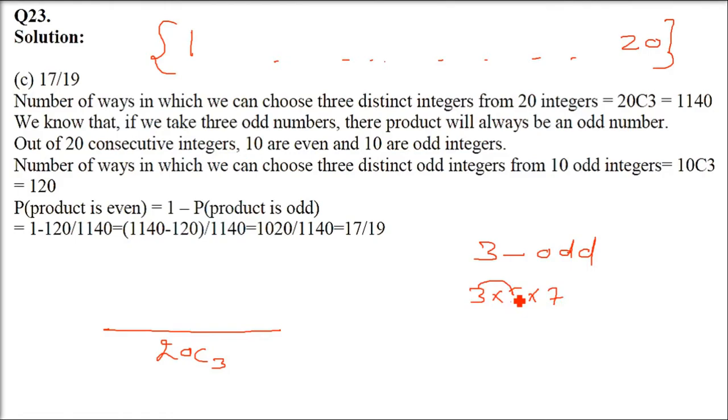So we don't know how to find this out, that their product has to be even. But we know when we take 3 odd numbers, the result will always be odd. So I have taken 3, 5 and 7, and the result is 105, which is odd. So we have 20 integers. 10 will be even, 10 will be odd, because they are consecutive.